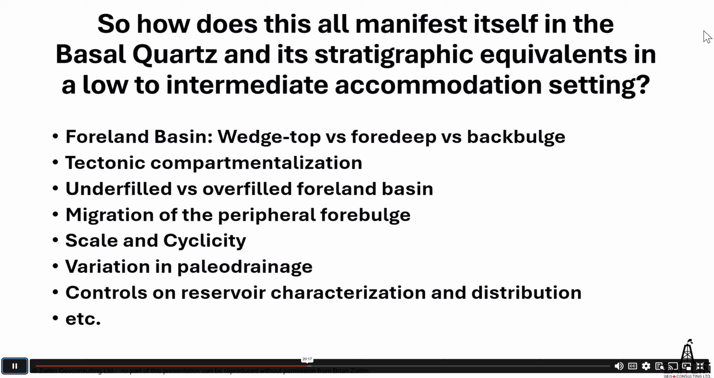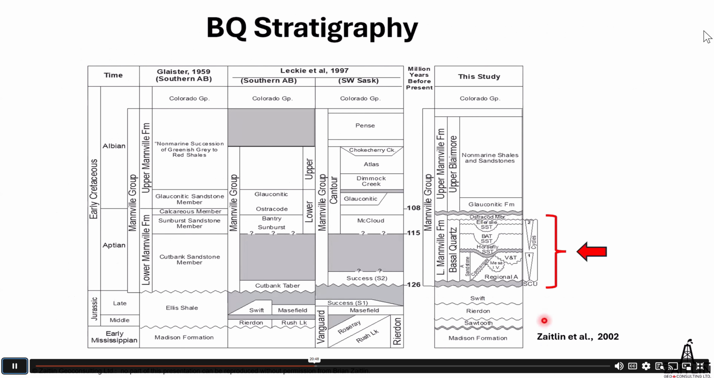And this is where we begin to tie it back to the foreland basin and what's happening in that area here. And we take a look at different aspects of that: how that tectonic compartmentalization overprints it, what happens when we're in an underfilled or an overfilled position at a higher frequency or at a higher scale at a unit, what happens with that migration of that peripheral forebulge, and what is the scale of that cyclicity as we go along? So we did quite a bit of work on the BQ.